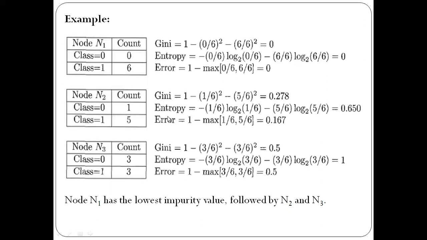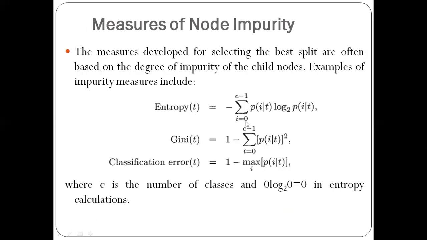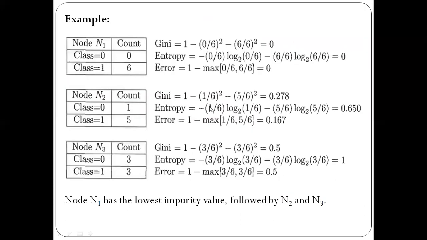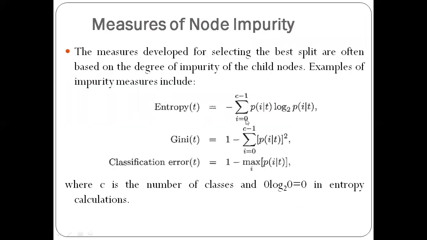Next, in the same way, entropy is nothing but minus summation of I is equal to 0 to c minus 1 of p of I condition on t log of p of I condition on t to the base 2. So again, since we have two classes here, the I value will vary from 0 to 2 minus 1, which means 1.